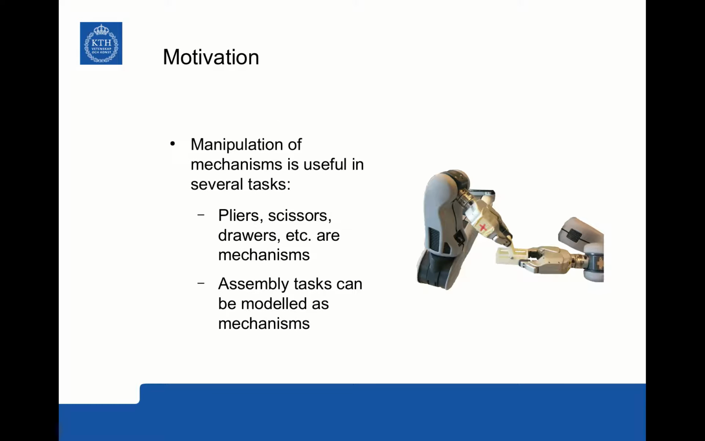In this work, we focus on the cooperative manipulation of mechanisms by dual-arm robotic systems. When interacting in a human-centric environment, mechanisms are commonly found as doors and drawers, and several tools consist of simple mechanisms. In addition, many assembly tasks can be modeled as mechanisms with one or more degrees of freedom.